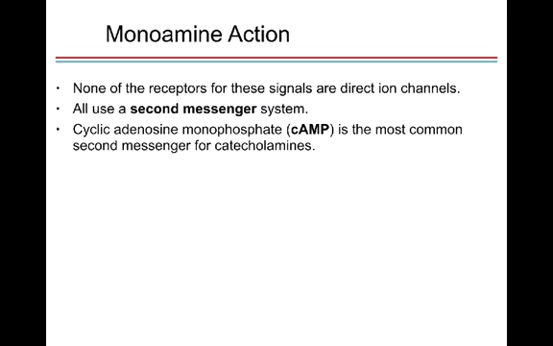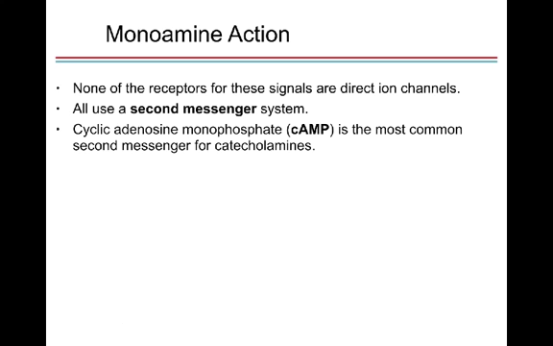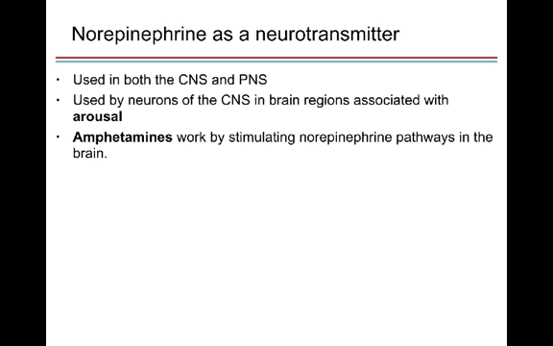All these monoamines that we talked about use second messengers. In other words, they don't use a direct ion channel like the nicotine receptor, where the channel and receptor are the same thing. Monoamines use second messengers. The most important second messenger we mentioned is cyclic AMP. So let's start with norepinephrine as a neurotransmitter. Probably the second most important neurotransmitter in our body is norepinephrine.